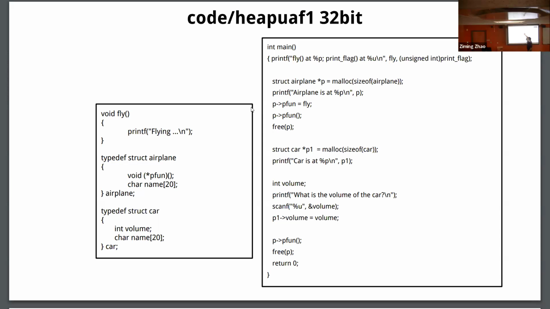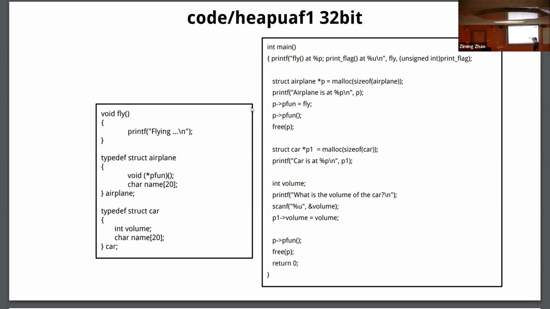Then we call the function, so it will say flying. Then we free this one, but we didn't set this to 0, so we have a dangling pointer here. Then we malloc a car. And because of first in, last out, this car will actually have the same address as the previous airplane. So P and P1 will have the same address, right?